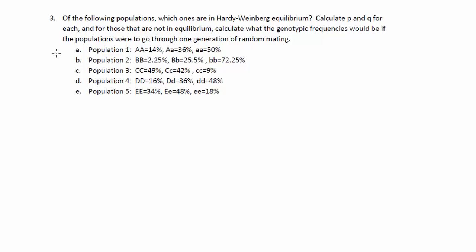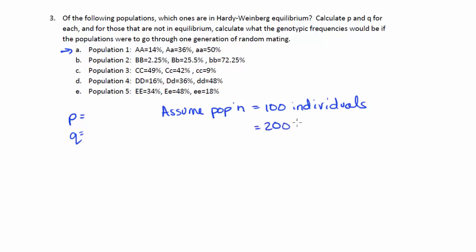So let's just look at the first one here, population number 1. To calculate the P and Q, basically what we have to do is consider the gene pool and how many copies of each allele we have. So to do that, I'm just going to assume that I have a population equal to 100 individuals. And if you consider that each individual has 2 alleles because they're diploid, we are going to have 200 total alleles in that population.